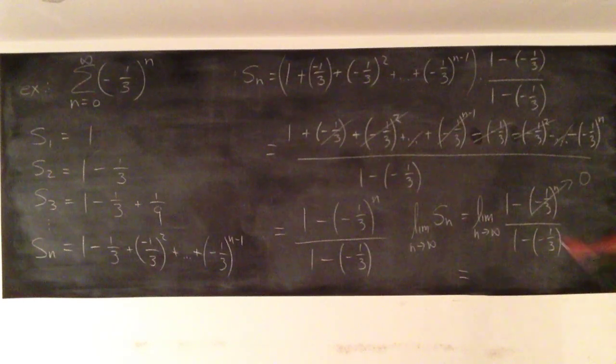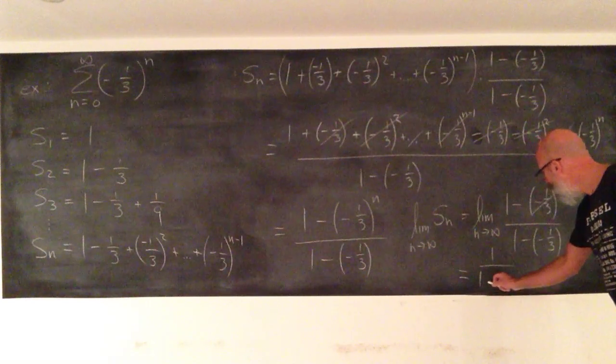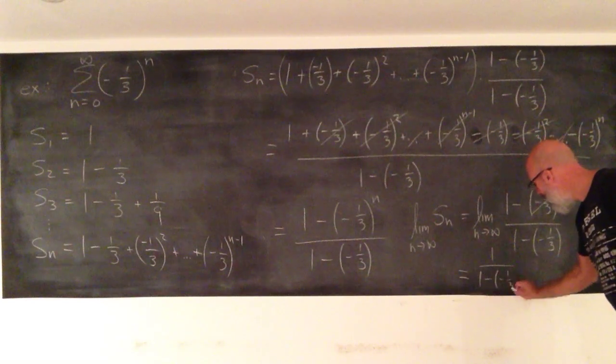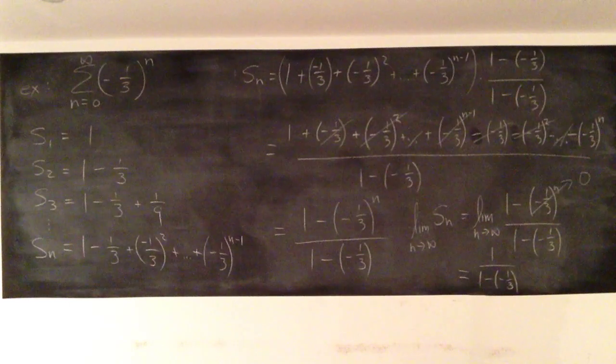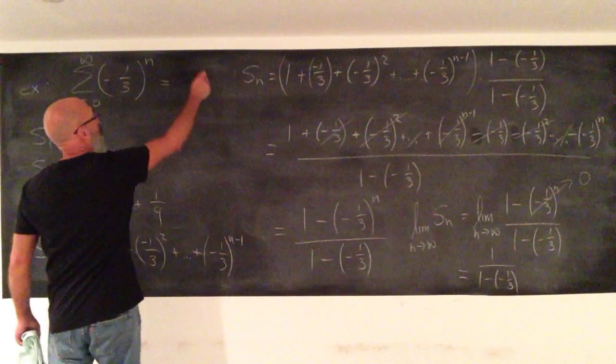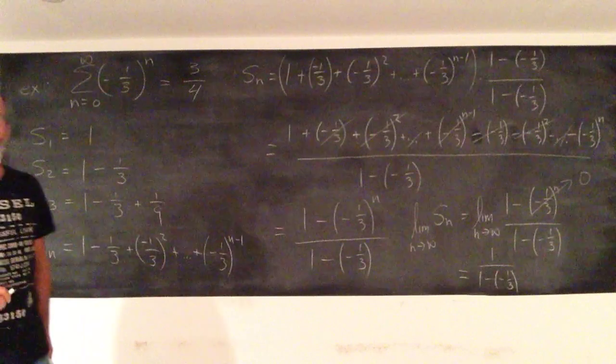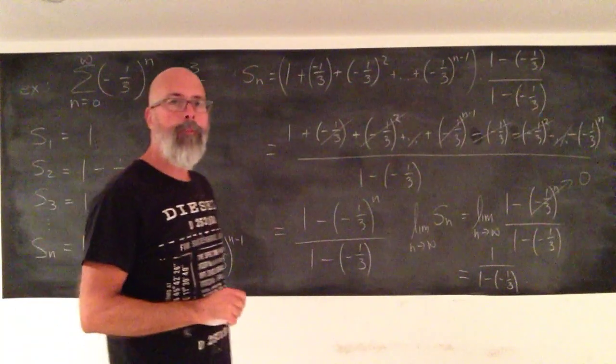And as n goes to infinity, this converges to 1 over 1 minus negative 1/3, which is really 3 over 4. So the sequence of partial sums converges to 3/4. The series converges to 3/4.